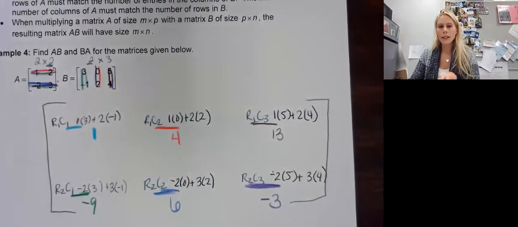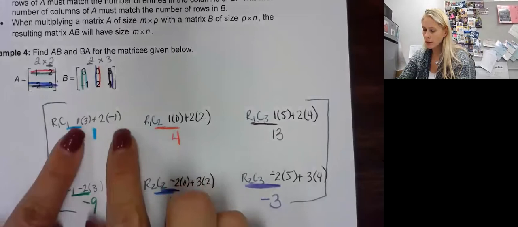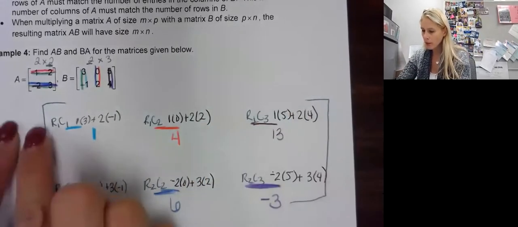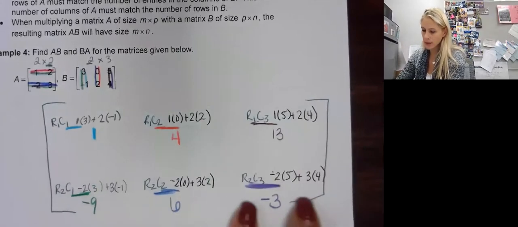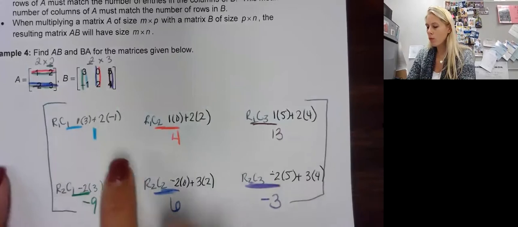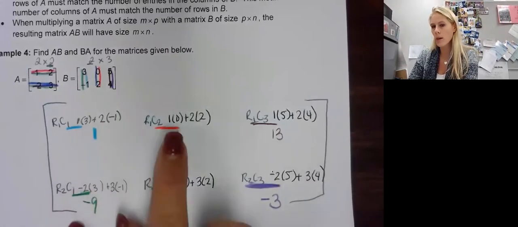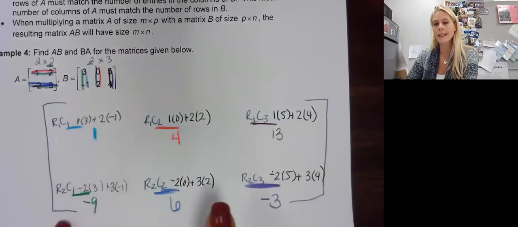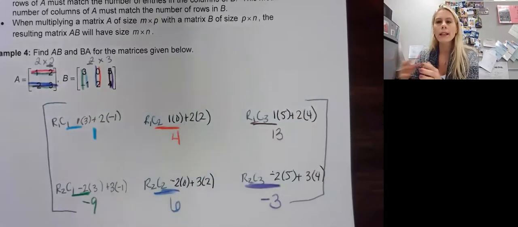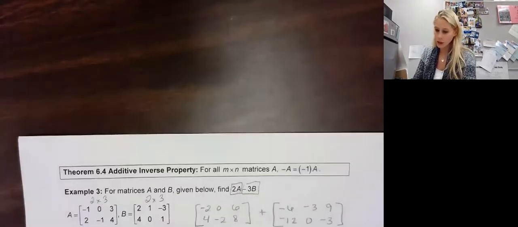Okay, do you guys see a pattern going on? If we go down, you see my parentheses, I have all the same numbers. If we go across, I have all the same numbers in front. Okay, that will help you out. Now, what of course we're looking for is the 1, 4, 13, -9, 6, and -3. I wrote this stuff down because it's my work and I can double check my process. That is multiplication.